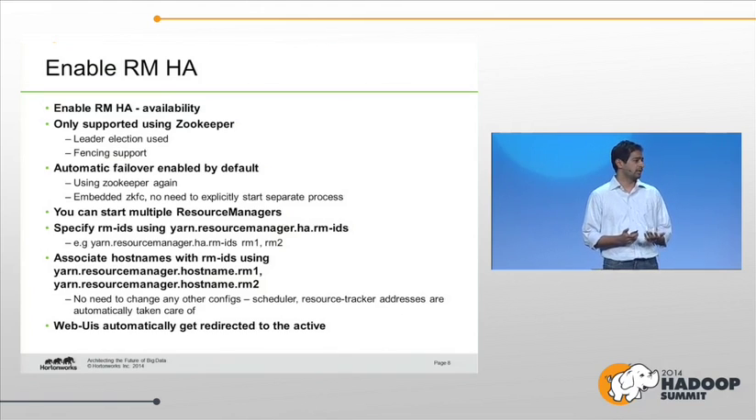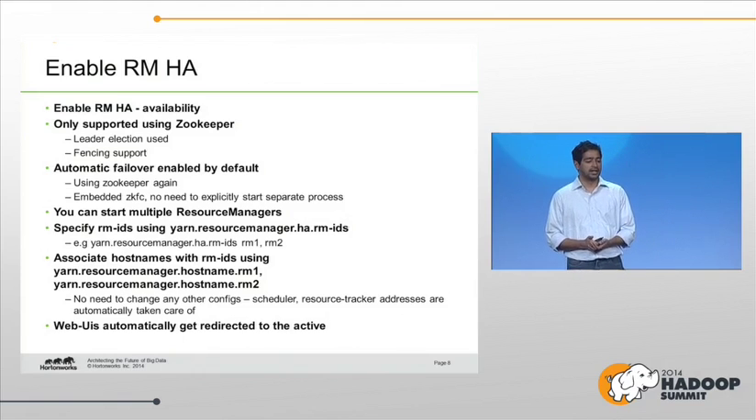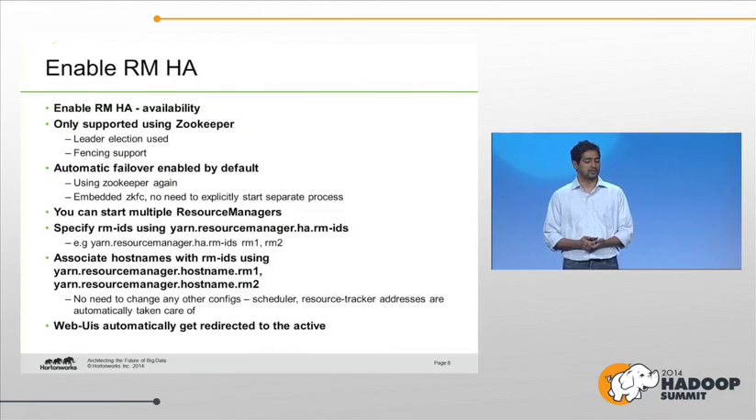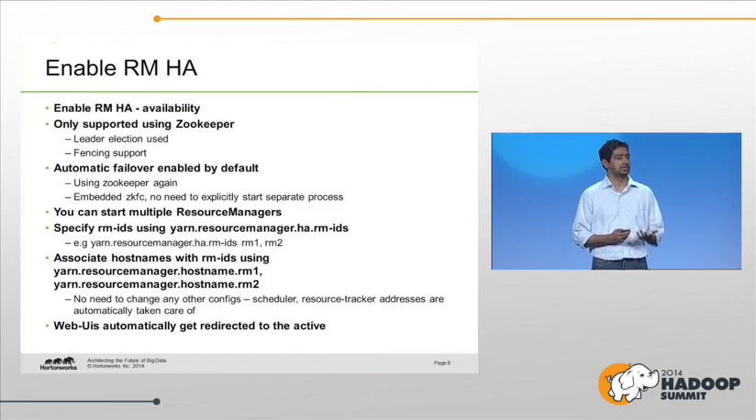You can start more than 2, say 3 resource managers. It's not a problem. The way you do this is you specify RM IDs using the config variable shown, yarn.resourcemanager.ha.rm-ids. You can specify in the config file how many RMs you'd like to run, and then you have to associate host names with those RM IDs.